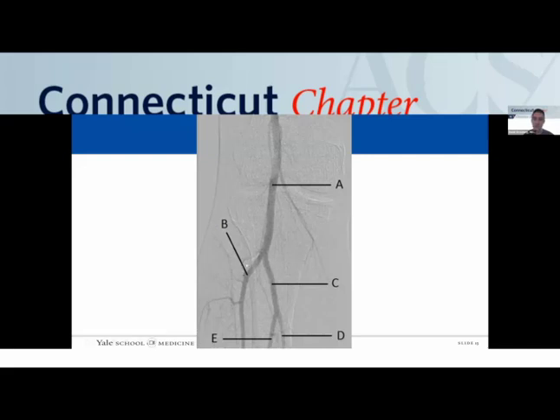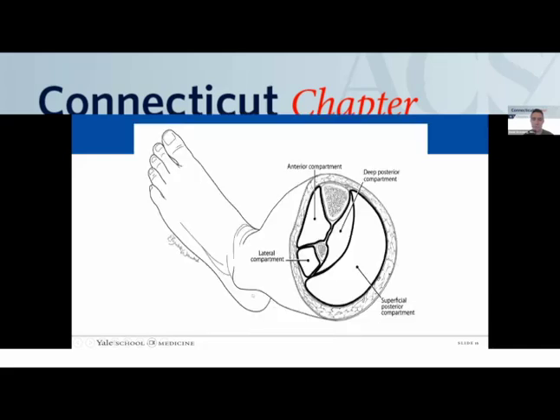And so it's really easy to remember that everything is in the posterior compartment except for the anterior tibial artery, which goes through the interosseous membrane and remains in the anterior compartment. And so fasciotomies, I'd say, are fairly well represented on the ABSITE and the general surgery boards. And so just reviewing these compartments, I think, is fairly high yield.